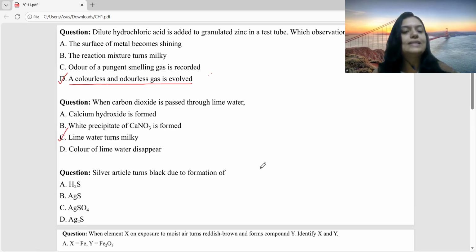Third question, silver article turns black due to the formation of. Now silver articles, they say that it gets tarnished. So why will it get tarnished? It will get tarnished because of the formation of Ag2S. Please be very careful when you attempt the silver part. Silver sulfide, silver sulfate, what is the exact formula that you have to know? So the correct option will be Ag2S here.